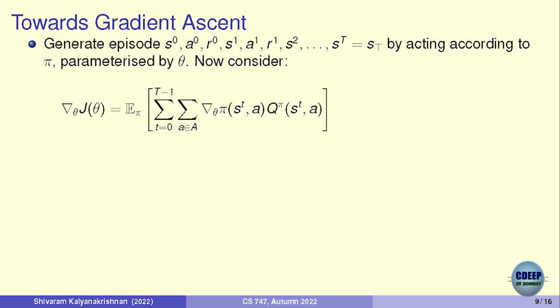Now, does it look like we have another sum to which we can use the same trick? We have the sum over time, yes, but we also have a sum over actions, right? Is there a probability distribution over actions that we are familiar with? Yes, the policy itself. But do we have sum over a of pi of s,a?